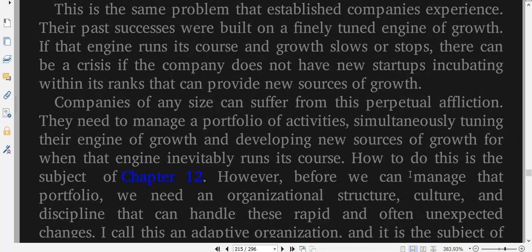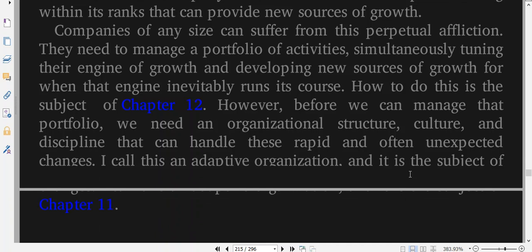This is the same problem that established companies experience. Their past successes were built on a finely tuned engine of growth. If the engine runs its course and growth slows or stops, there can be a crisis if the company does not have any startup incubating within its ranks that can provide a new source of growth. Companies of any size can suffer from this perpetual affliction. They need to manage a portfolio of activities simultaneously, tuning their engine of growth and developing new sources of growth for when that engine inevitably runs its course. How to do this is the subject of chapter 12.